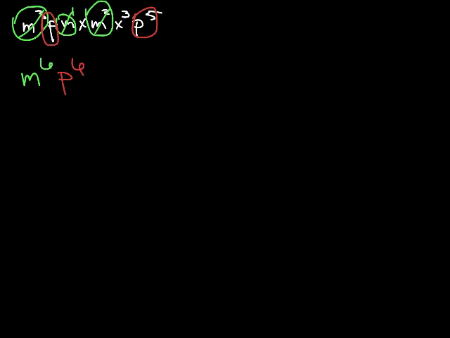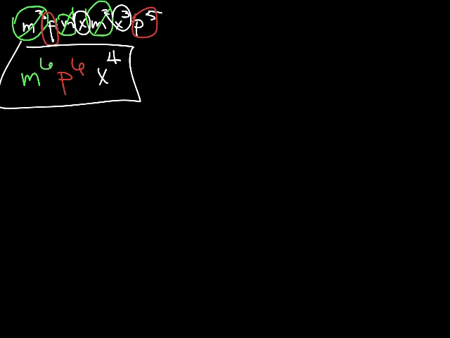And then lastly I have an x here and an x cubed. So that's going to be x to the 1st plus x cubed, which is going to be 1 plus 3 is 4. And that is the simplified version of what I started out with.